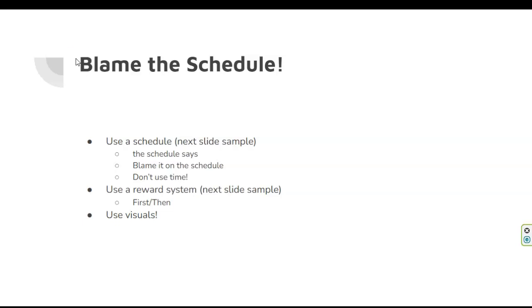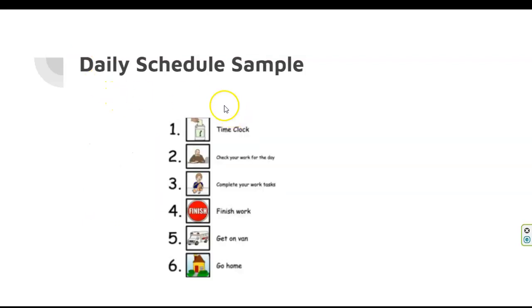I'm going to give you a sample as to what I mean. So this is just a sample. We're not going to use a time clock, but what you'd say is breakfast. First, we're going to do breakfast. Then we're going to check our work for the day. We're going to work on math. You can see that you can adjust the schedule then to fit your individual needs.